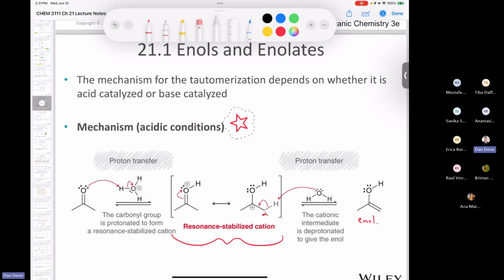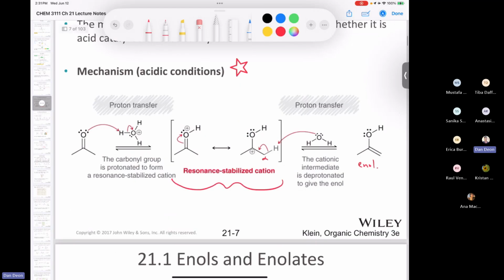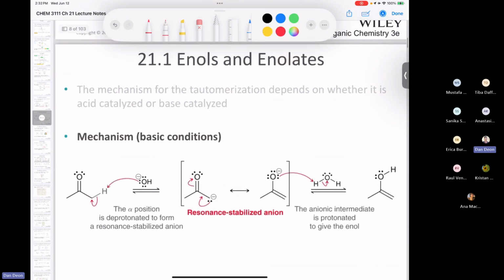I told you also have to know the base catalyzed tautomerization, which is shown on this slide. So I'll put a little red star on this one, usually my sign for have to know this mechanism. Now, in this case, the first step is a proton transfer, but it's not protonating the oxygen of the carbonyl. It's a deprotonation, right? Because we're in a strong base, like sodium hydroxide or potassium hydroxide. So it's going to abstract a proton, and we end up with a resonance stabilized anion. And then water is going to come in and behave as an acid in this case. It protonates, and we end up with our enol.